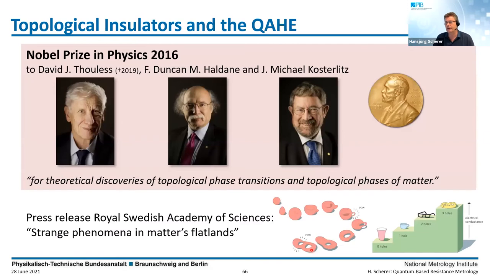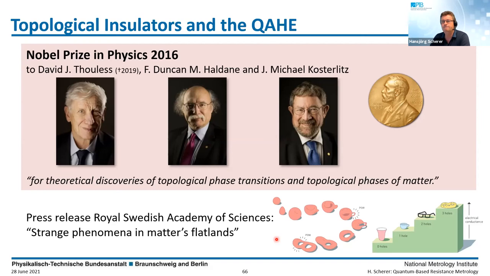Okay, there was also the Nobel Prize in Physics, of course, for the theoretical discoveries of topological phase transitions and topological phases of matter. And together with this came a nice press release from the Royal Swedish Academy of Sciences, called Strange Phenomena in Matter's Flatlands, which tries to elucidate how topological aspects might be related to this really complicated and, for me, sometimes esoteric part of physics.